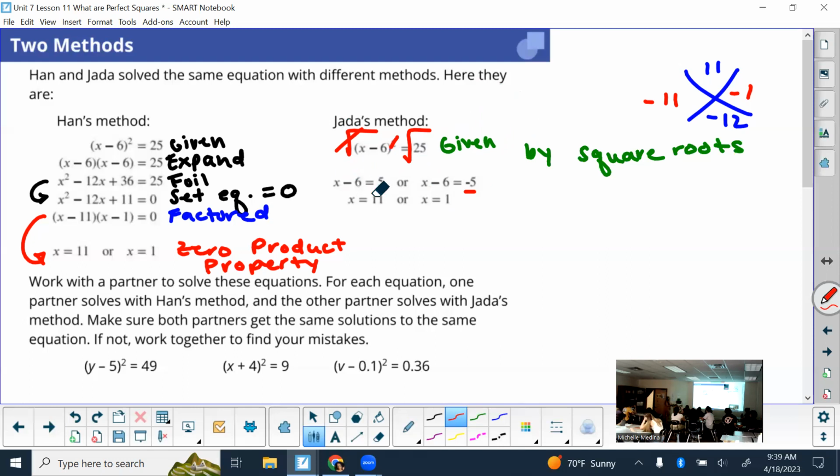So added 6 to each side. She also got that x equals 11. And then added 6 to each side over here. She also got that x equals 1. So whose do you think is easier?